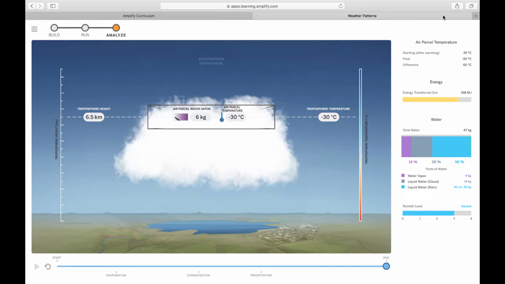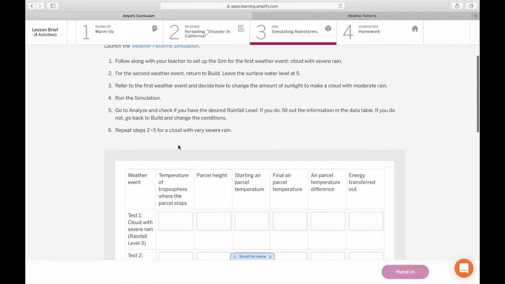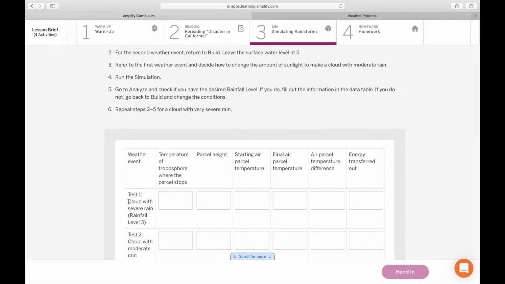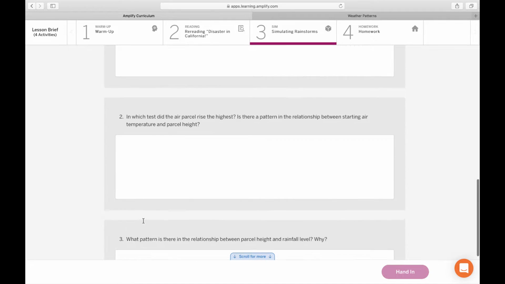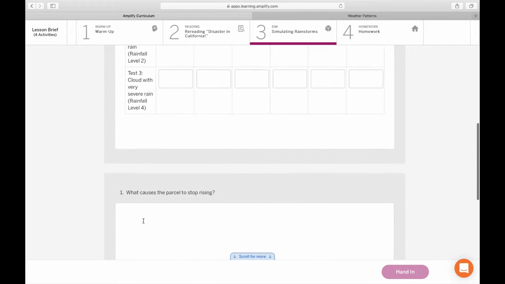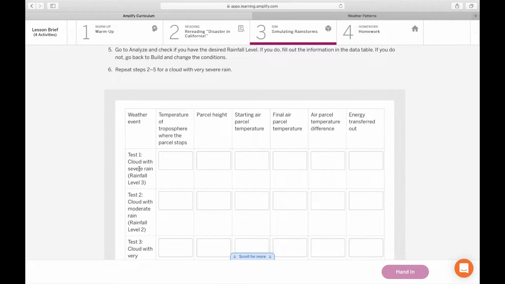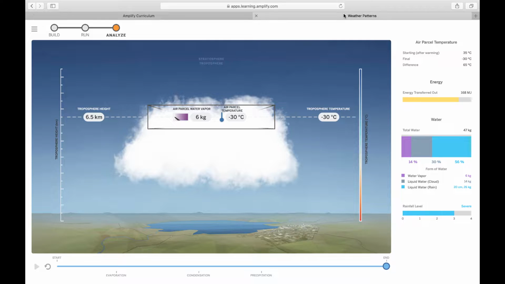So let's go ahead and jump back and let's fill in all of this data that we just got. So we come back here and it says temperature. We're going to do test 1 together, and then on your own, you're going to do tests 2 and 3, and then answer the questions down here below. But let's go ahead and take a look at this. So we had a severe rainfall event, and we need to see what is the temperature that air parcel stops at. So let's go look at this.